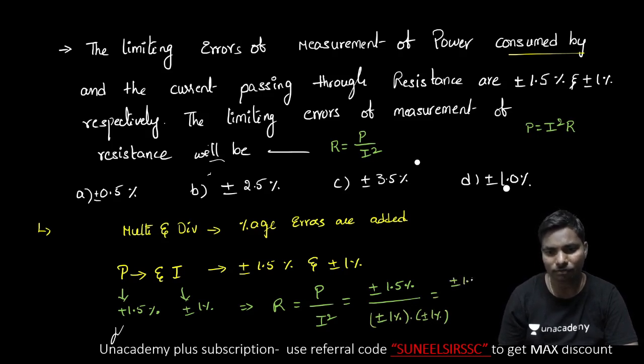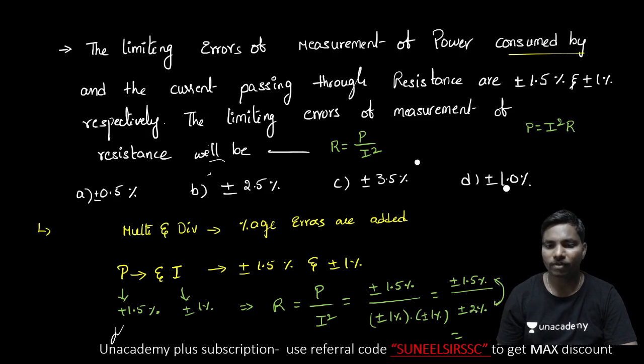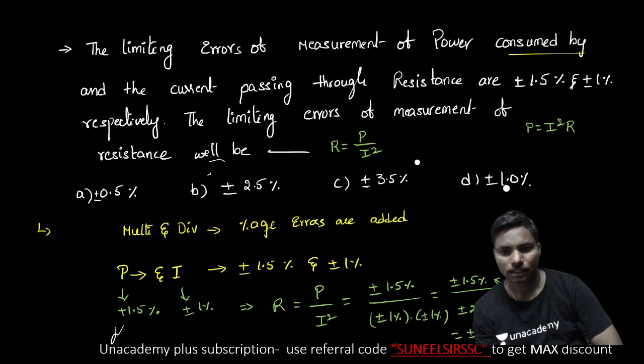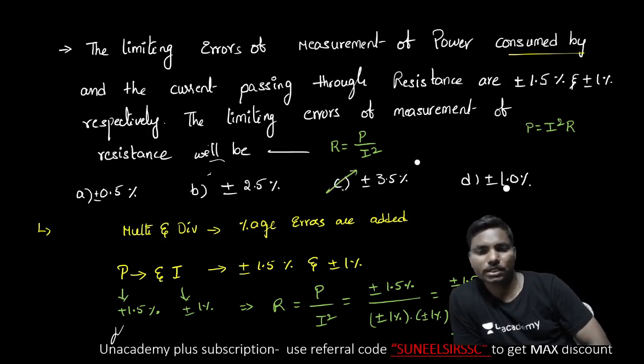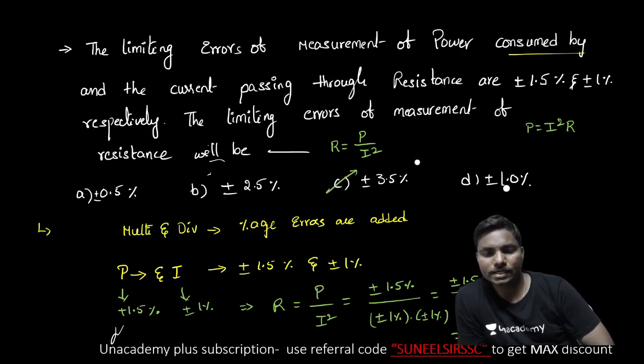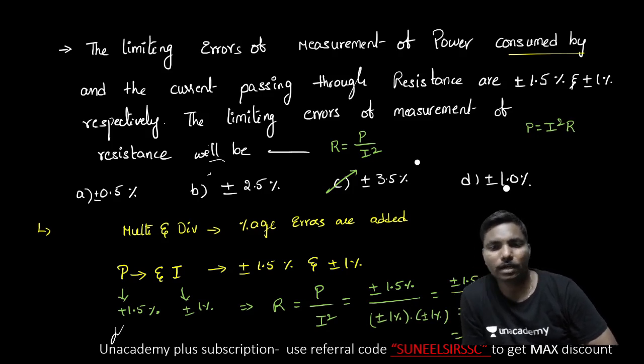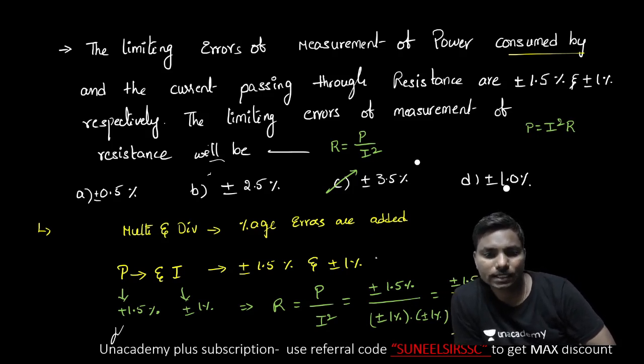So plus or minus 1.5% by plus or minus 2%. In case of division also, percentage errors will be added. 1.5 plus 2, 3.5%. So what is the answer, guys? 3.5. So the answer is option C. All of you clear? So in case of multiplication or division, the percentage errors will be added.